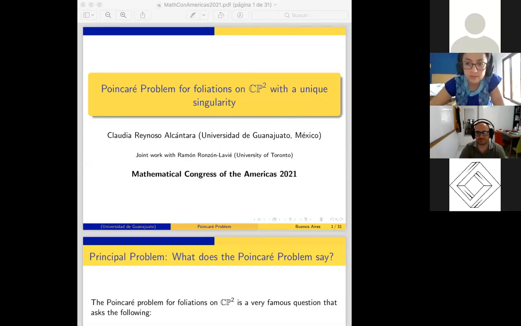Okay, let us start the second day of this section. The first speaker will be Claudia Alcántara. She will speak about the Poincaré problem for foliation on CP2 with a unique singularity.